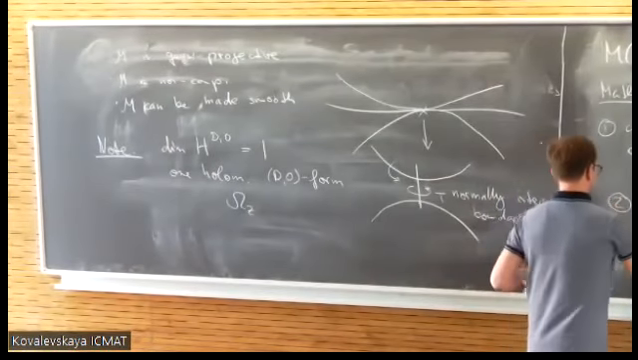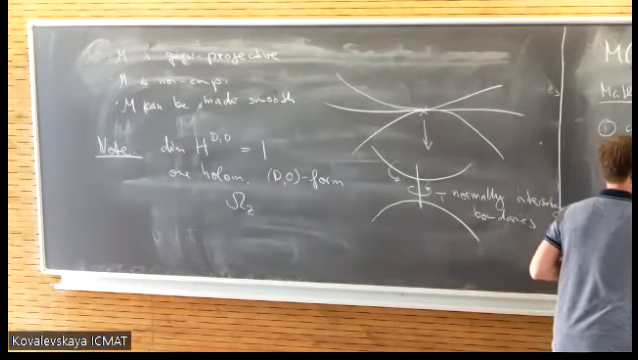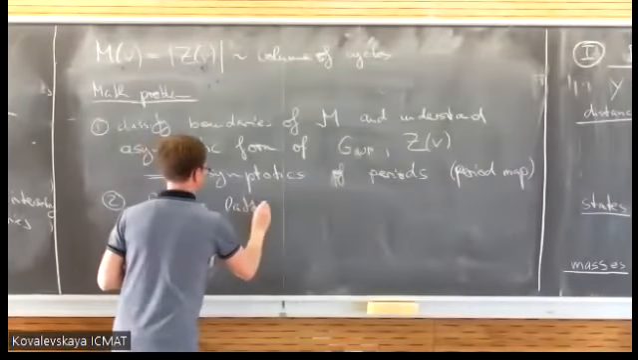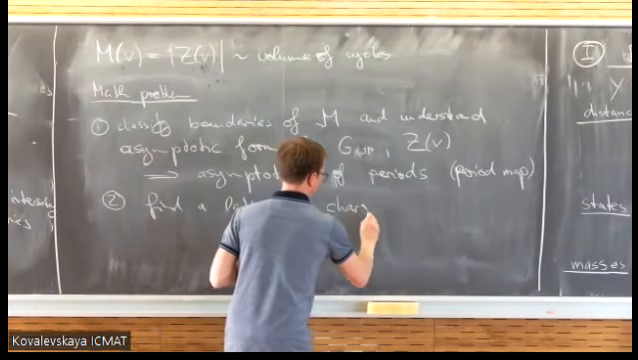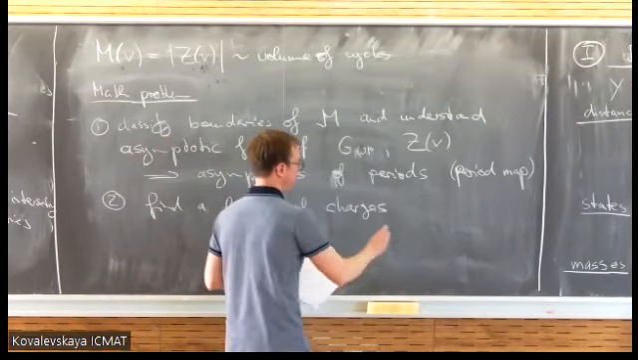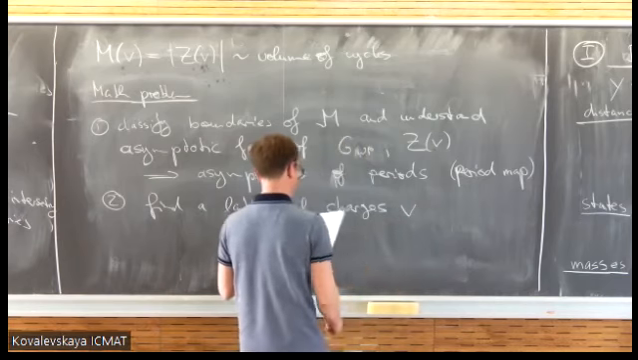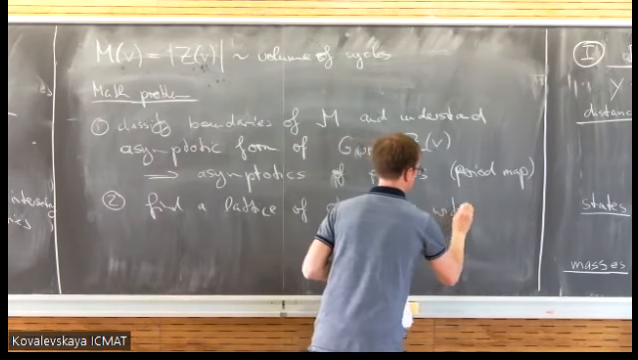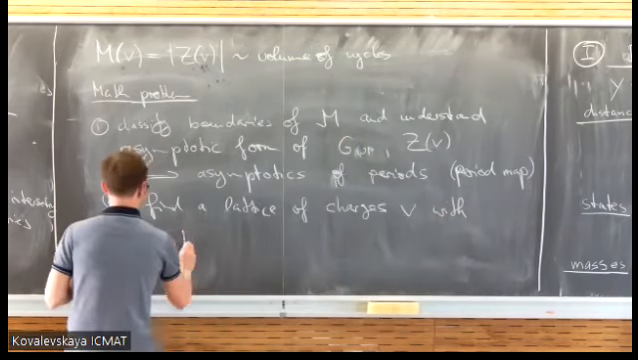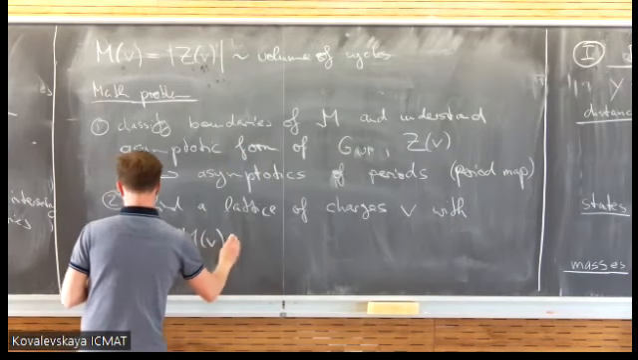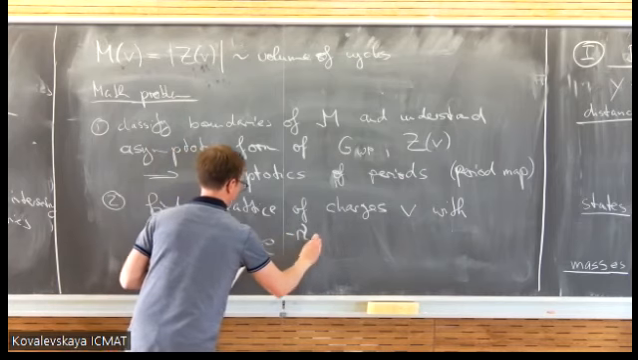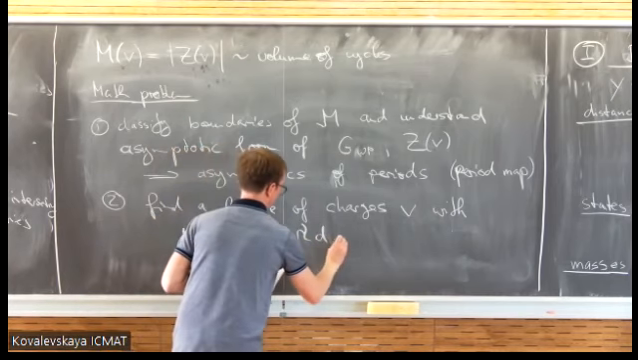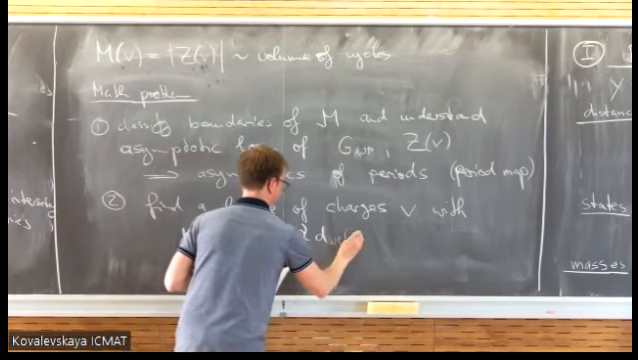Number two, one has to find a lattice of charges. With charges, I mean integral classes V with the mass M of V going asymptotically as e to the minus lambda times the distance in the Bipartisan metric.